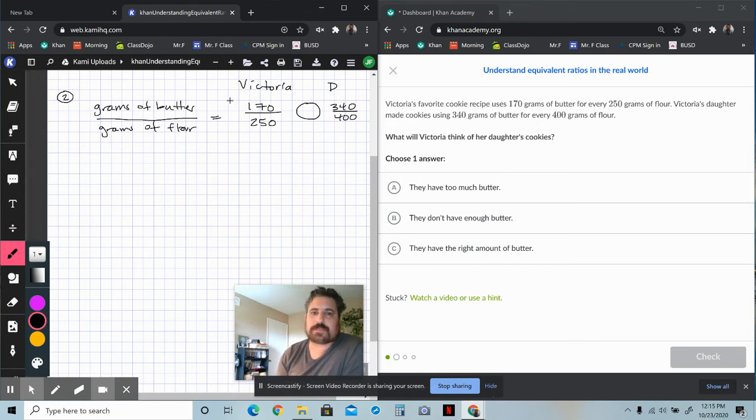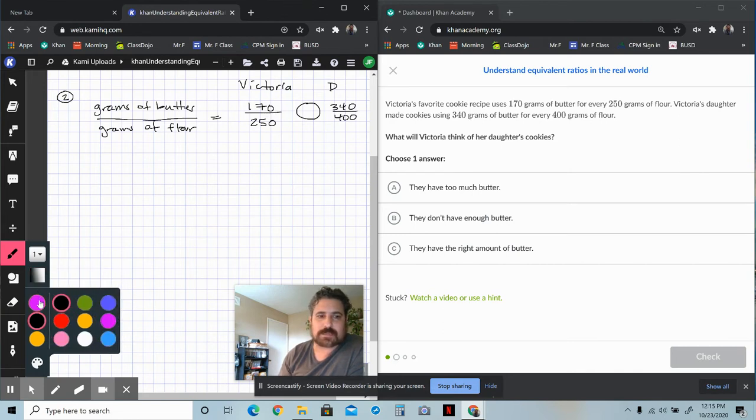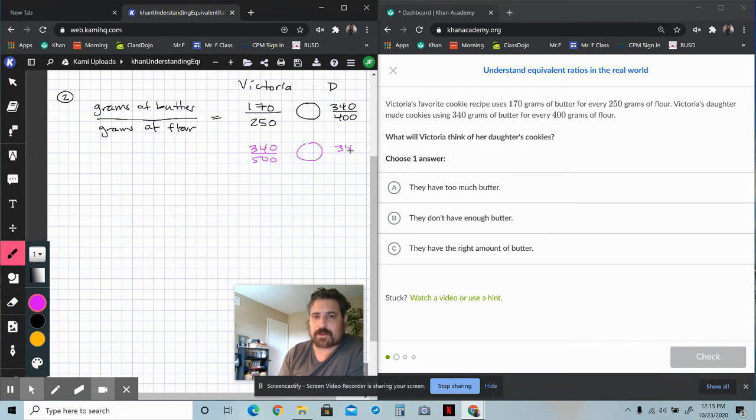And so, obviously, this looks like something we have to compare, right? How are we going to compare it? I'm seeing a couple of things, and maybe you guys are seeing it too. I'm seeing 170 is going to compare nice and easily to 340 because I can just double the top and bottom here. So if I make the tops the same, then what I get is 340 over 500, compared to 340 out of 400.